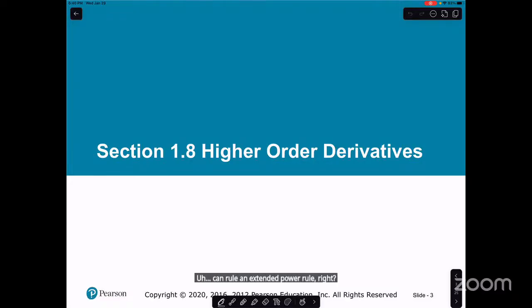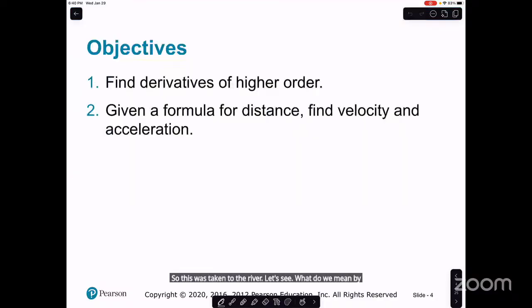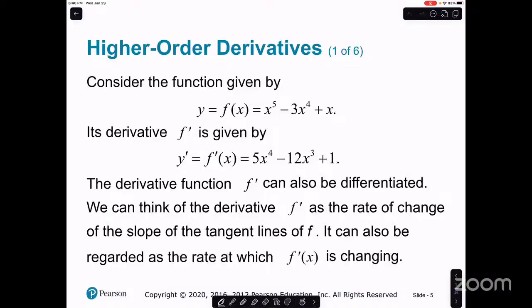So this was taking a derivative. Let's see, what do we mean by higher order derivatives? A few objectives here. One, find derivatives of higher order, and two, given a formula for distance, find velocity and acceleration. Okay, so higher order derivatives.